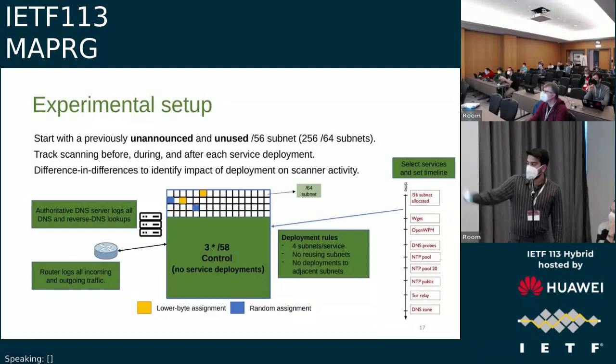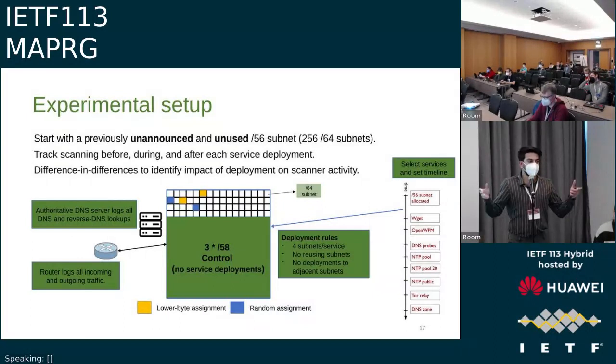Then we had two types of address assignments for each of our services. Each service had four instances, and they were never deployed in the same /64 subnet, nor in adjacent subnets. Each service had two lower byte assignments and two random assignments. Lower byte assignments are addresses that people put up manually just to remember IPv6 addresses. They will have a lot of zeros at the start and a couple of nibbles at the end with a value like 1 or 2, just to remember the address. The random assignment does not follow this pattern. It's a random string of numbers throughout the interface identifier.